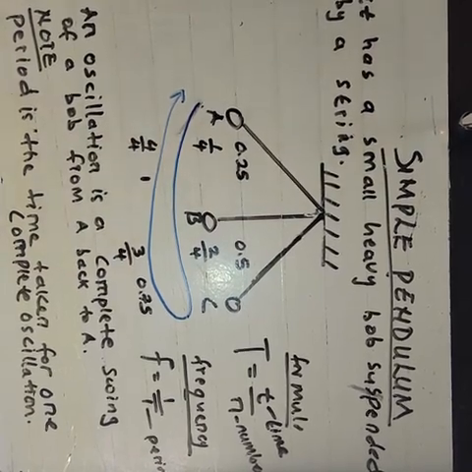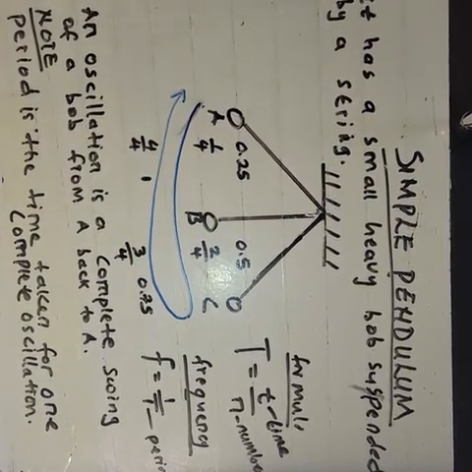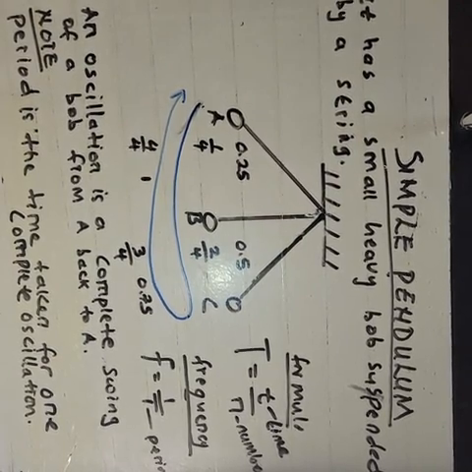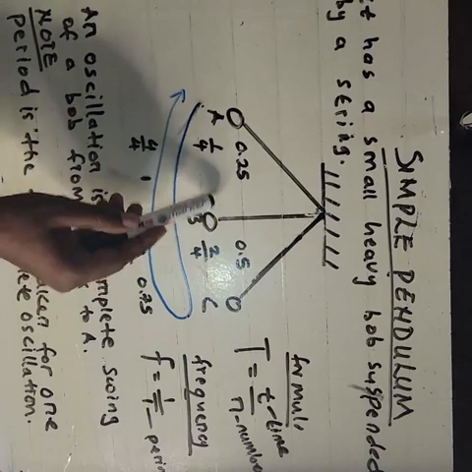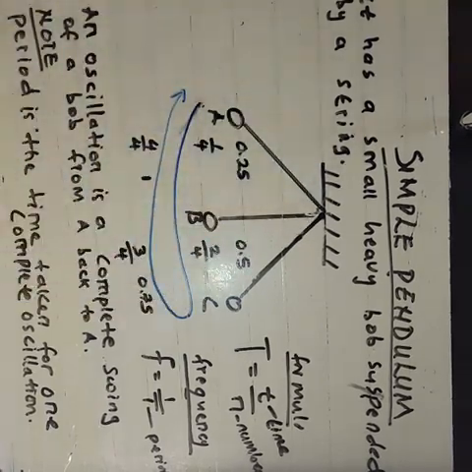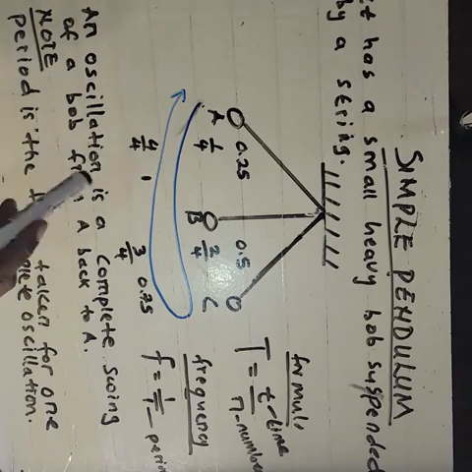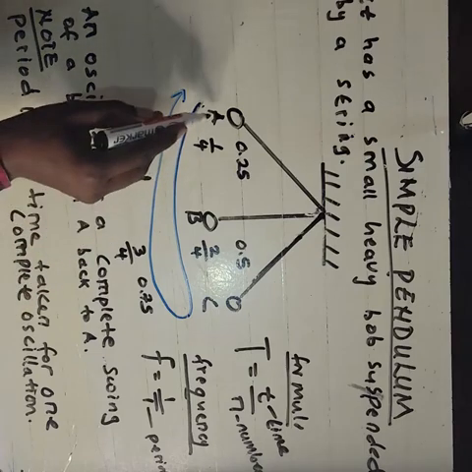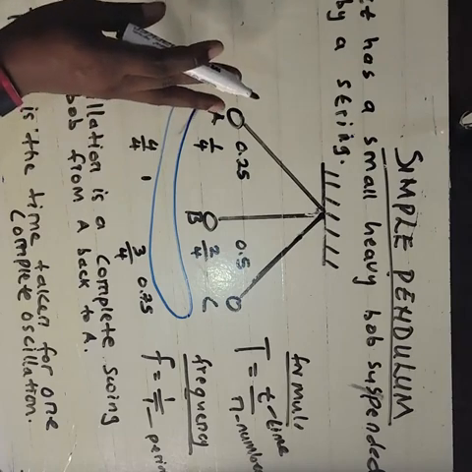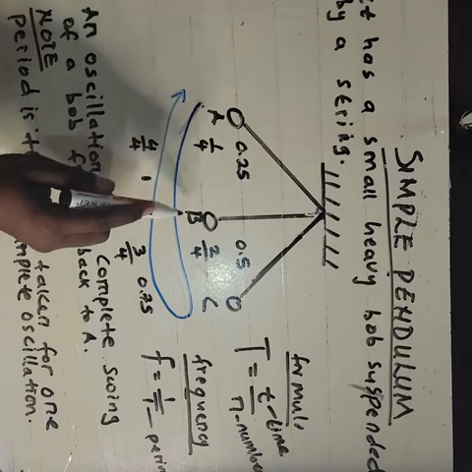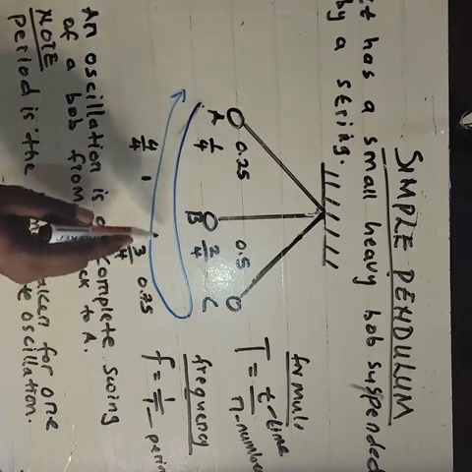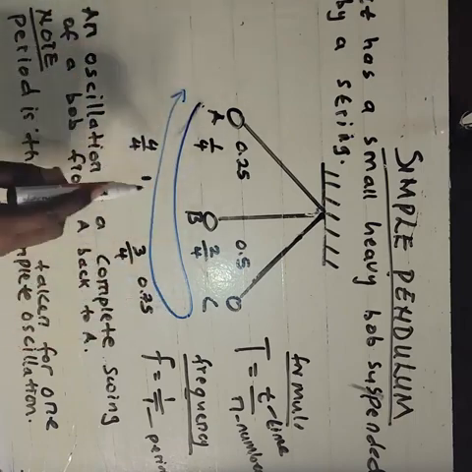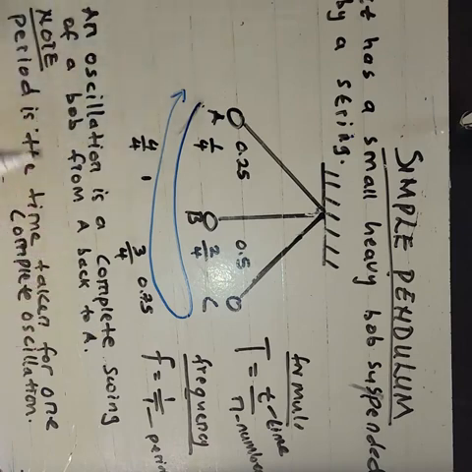So when you look at the pendulum, how do we describe a pendulum? A pendulum is just a small heavy bulb which will be suspended by a string. This is a bulb suspended by a string. So this is a string that we have there. Right. So how do we use this pendulum? You need to clearly understand this. So the bulb will be let go, then it will swing from A to B to C, back to B and back to A. So this is one complete oscillation or one complete swing.